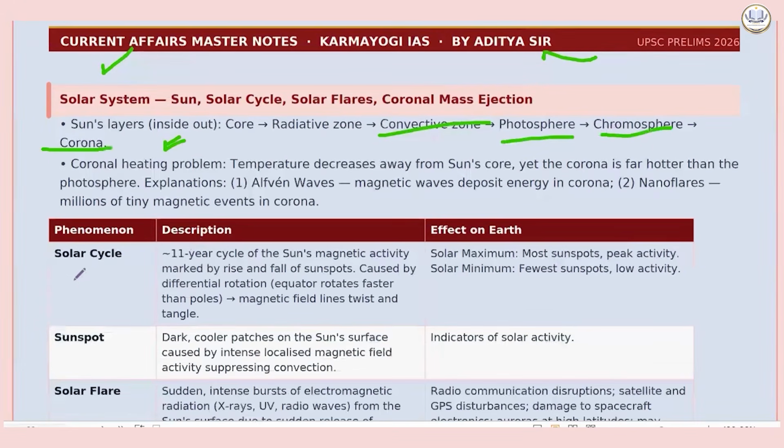Then we have solar cycle. So 11 years of cycle of the sun's magnetic activity marked by rise and fall of sunspots caused by differential rotation. So equator rotates faster than pole because of it. Magnetic field lines twist and tangle. Effect on Earth is solar maximum, most sunspots, peak activity; solar minimum, fewest sunspots, low activity.